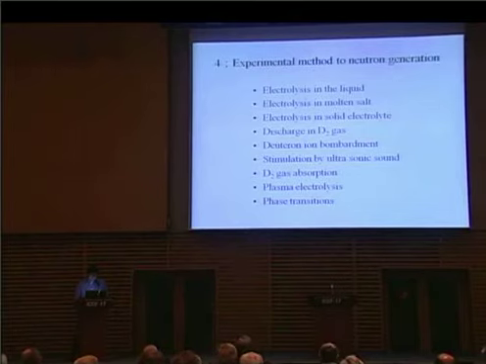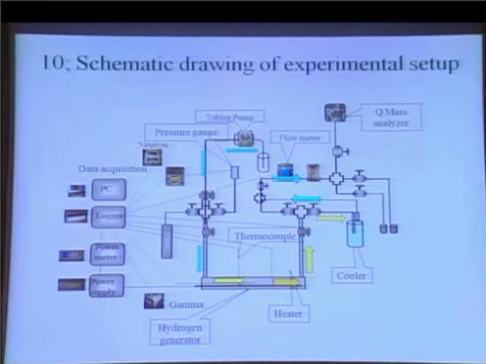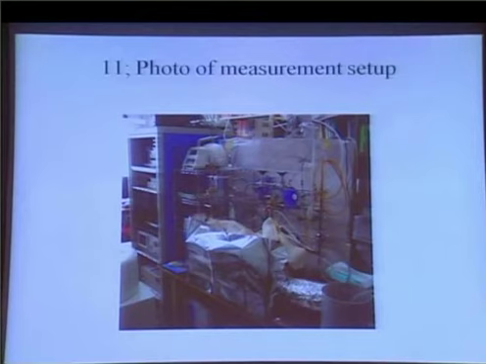This shows a schematic drawing of the experimental setup. The reactor is at the center bottom of this figure. You can see the measurement system and control system on the left-hand side, and the gas supplying system on the right-hand side. This photo shows the experimental setup. The reactor is seen at the center of the photo, and the reactor is covered with metal and glass fiber insulator. You can see the controlling and the gas supplying system.